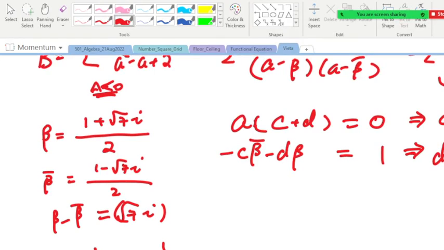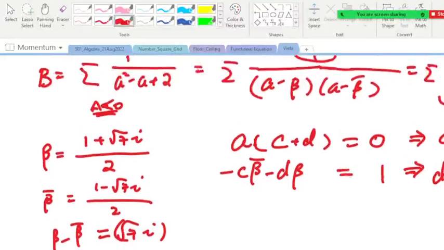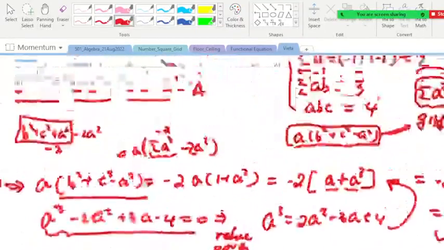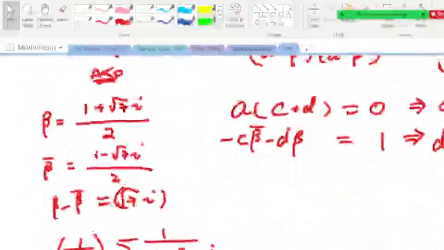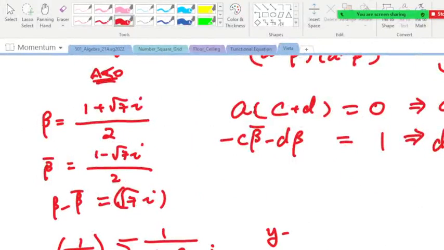Okay, think about it. A is the root of this equation, right? Let's do a variable replacement. Let y equal A. We can replace A with x because A is the root of f of x, right? So 1 over x minus beta. Do you agree with me?